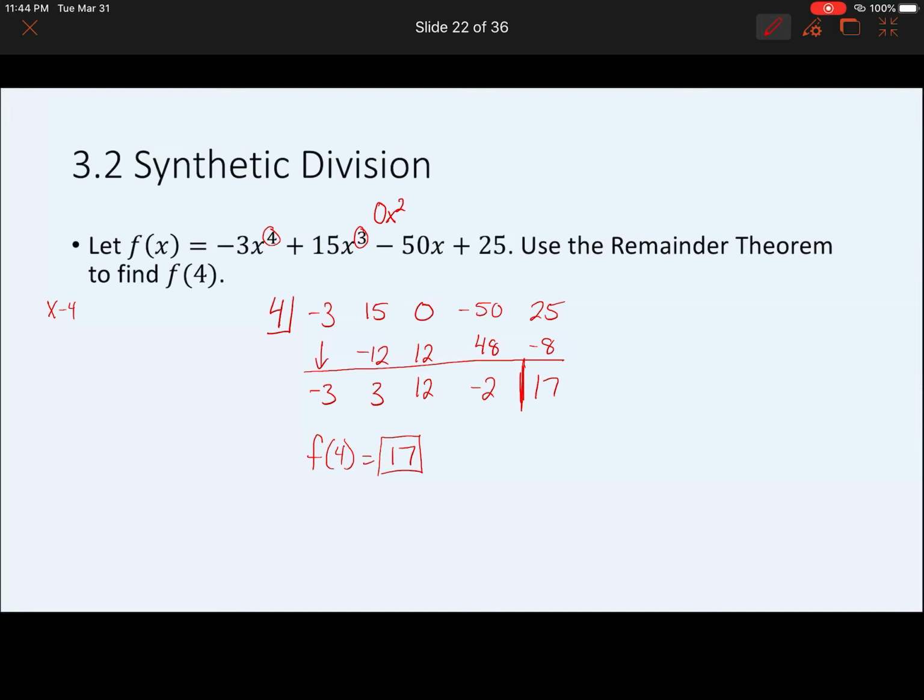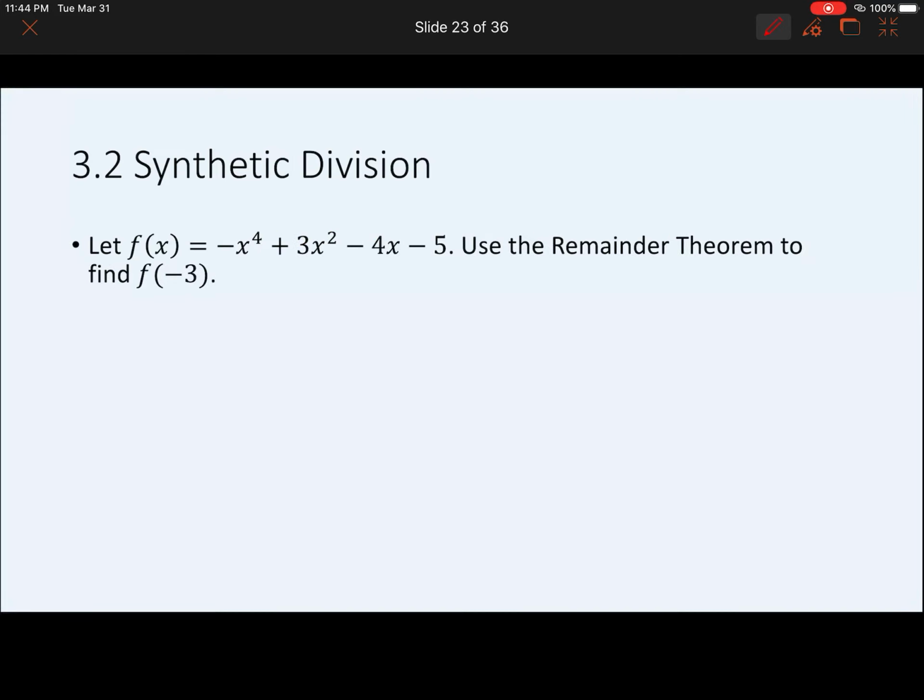Now, you could try that if you wanted to. If you take the 4 and you put it in and raise it to the 4th power and multiply that by -3 and cube it and multiply that by 15 and multiply it by -50 and then add all that stuff together with the 25, you would find out that you do still get 17. But that's a whole lot of work when this synthetic division can be done quickly, and you should be able to knock that out, hopefully without a lot of issues. Again, if you have questions about that, let me know. Maybe something I need to explain in more detail. Be glad to do that for you.